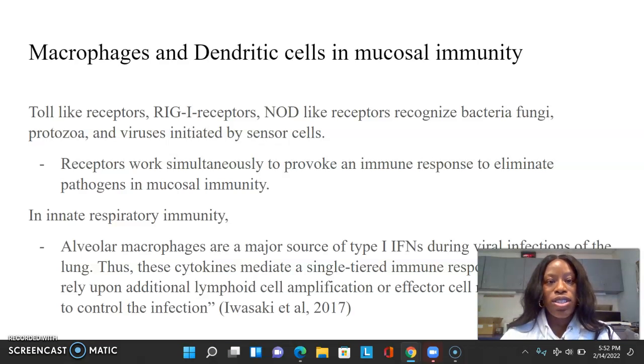We have macrophages and dendritic cells in mucosal immunity. Like we've been learning about toll receptors, RIG receptors, and NOD receptors, these are receptors in the mucosal immunity that can recognize bacteria, fungi, and viruses. Specifically in innate respiratory immunity, we have alveolar macrophages, which work very well with type 1 interferons during viral infection to control the infection.